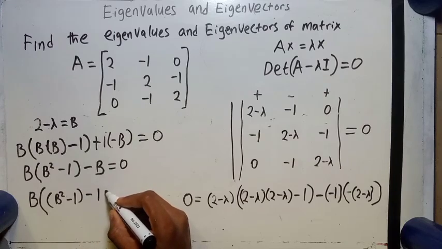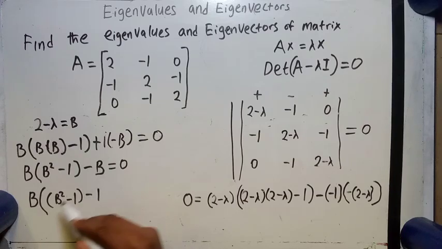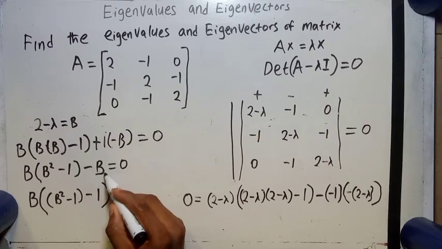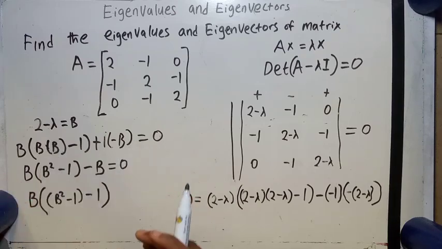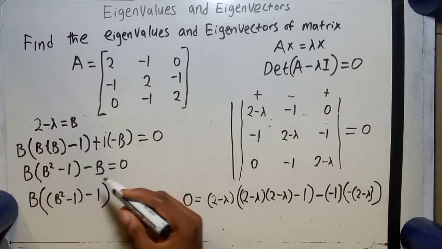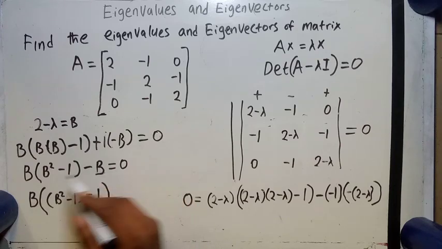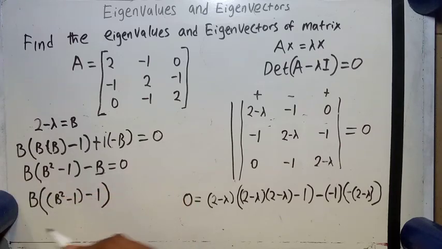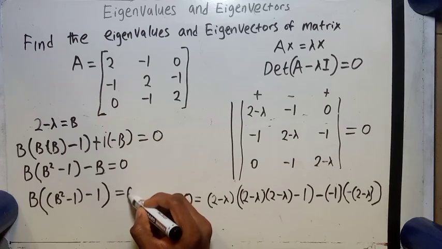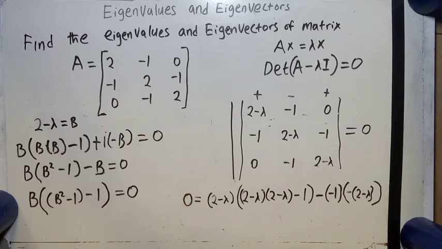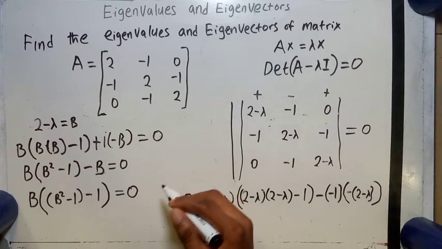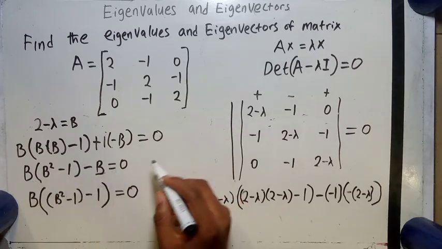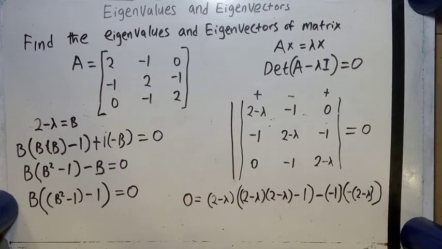minus 1. You understand the reason for this minus 1? We factorized b out. b was common in the two of them, so we brought out this common factor. I hope you see it. This stuff in the bracket can be any number or any alphabet.